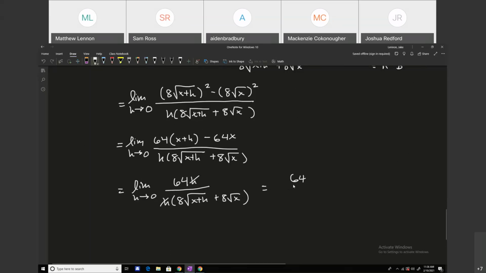So you have 64 over 8 square root x plus 8 square root x, because the first h turns to 0, so it's just 8 square root x. So you have 64 over 16 square root x, which is just 4 divided by the square root of x. So that's it for C there.